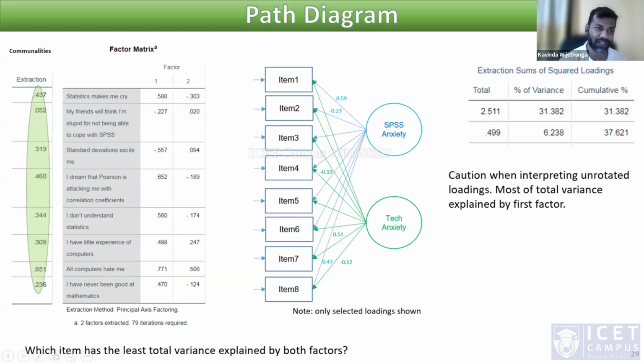Sometimes if these relationships are not strong, we can find that from this exploratory factor analysis. If this is not too strong, then we have to go for a confirmatory factor analysis to confirm whether these results are good or not.